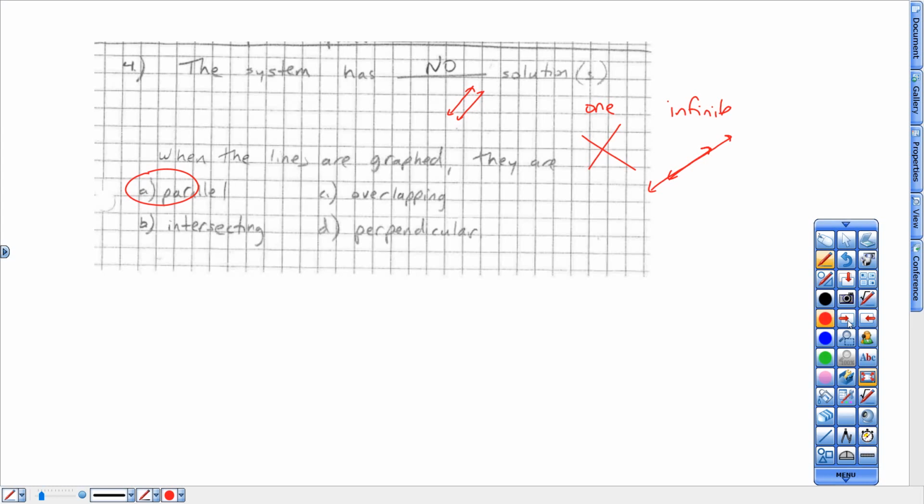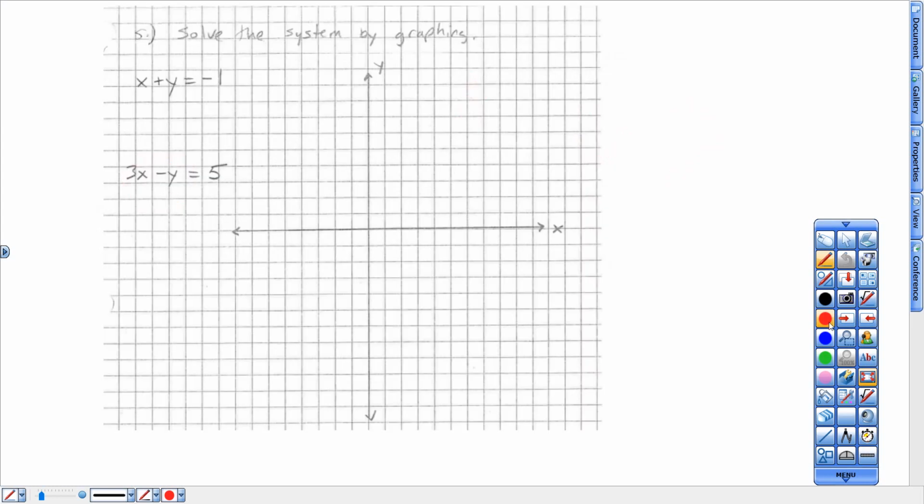All right, moving on. This guy right here, again, solving by graphing. We did this in class. So this one, I'm going to take away x on both sides, and that gives me the red equation, y equals negative x, or negative 1x minus 1.